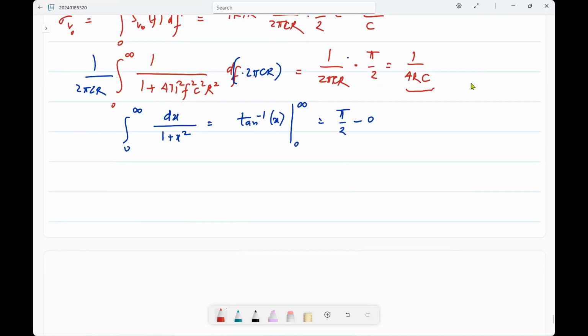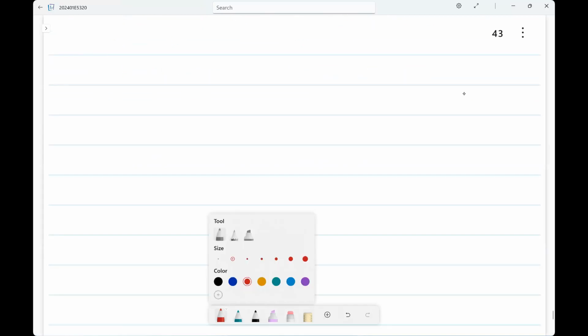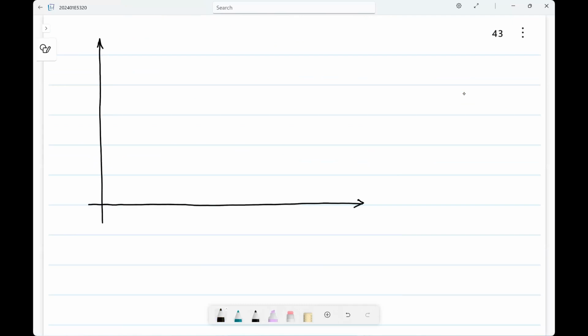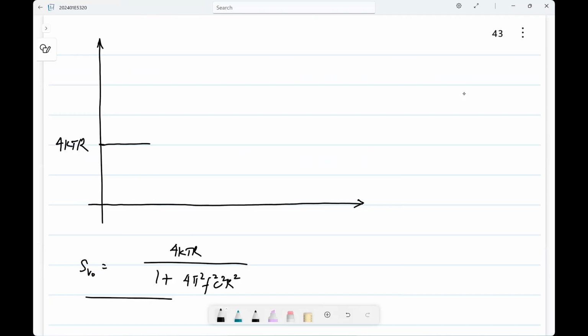So if you plot the spectral density, one thing you should make a habit of is plotting and sketching. You get a lot of insight from there even when you cannot solve for things exactly. So let's say you have some value of resistance. At low frequencies, what did we say? The spectral density is 4kTR by 1 plus 4 pi square f square C square R square.